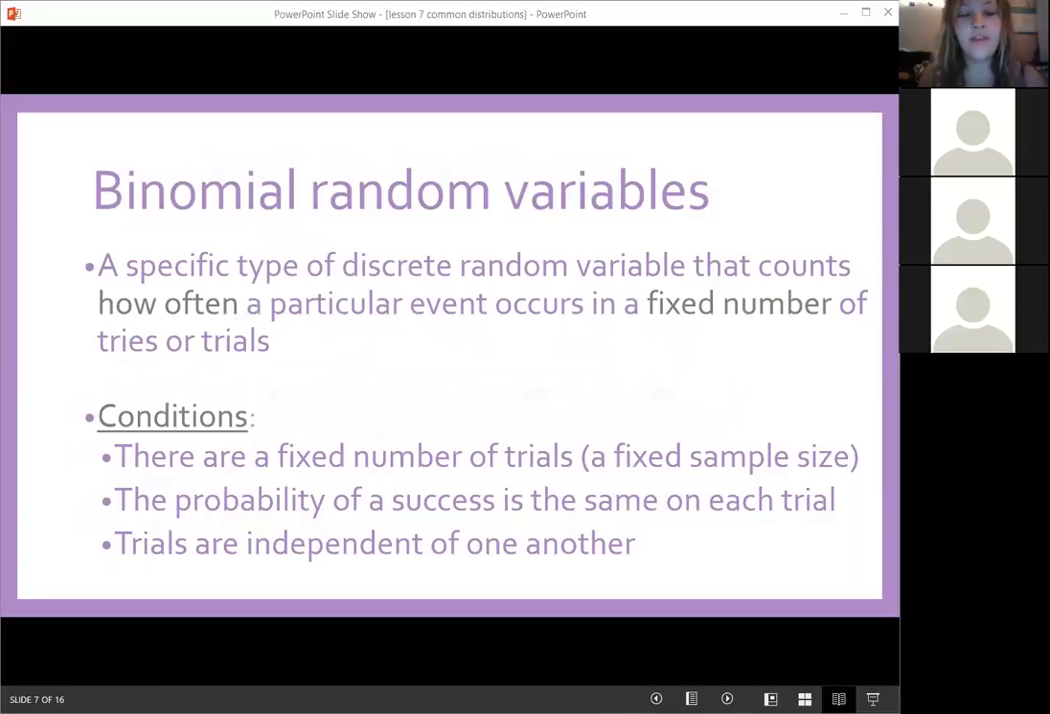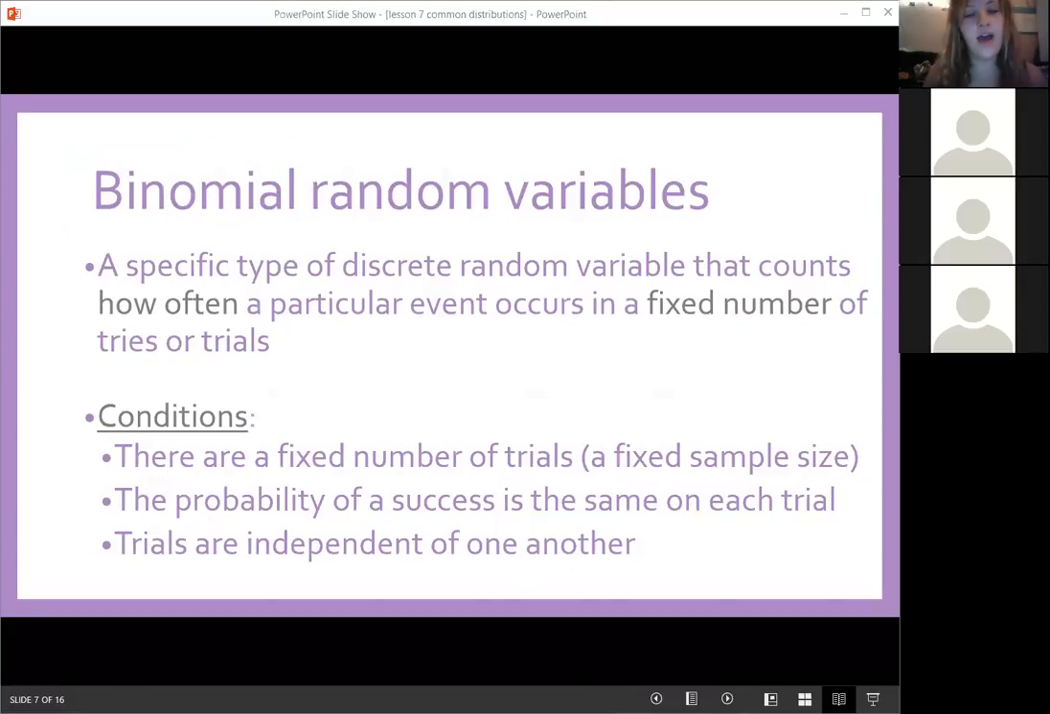The definition encompasses the 3 types of conditions that have to be met, but I'll say them anyway. Our first one is that we have a fixed number of trials, so a fixed sample size. And then our probability of success has to be the same on each trial. If the probability of success is the same on each trial, that means that if you do a trial and the probability of success is 0.2, on the next one it also has to be 0.2.